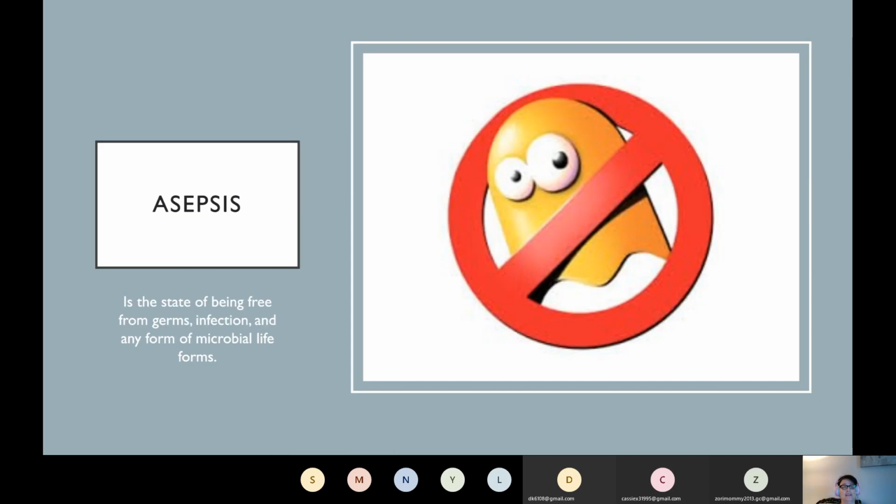Now, what is the term asepsis? You want to write this down. We very rarely will ever achieve asepsis, because that means it is a state of being completely free of any microorganisms, meaning there's no germs, no virus, no bacteria, no fungus, there's nothing. It's completely sterile, and that term is asepsis, okay?